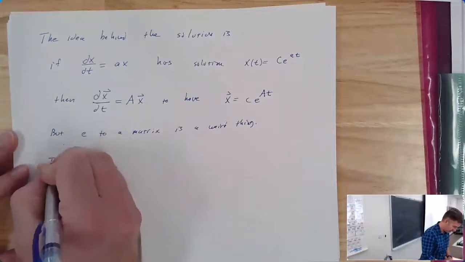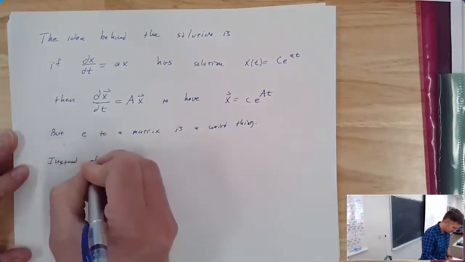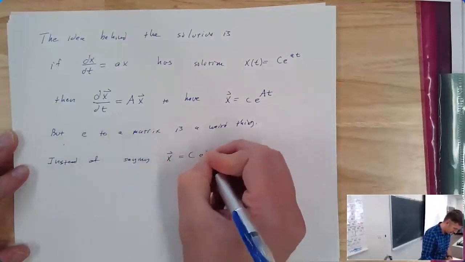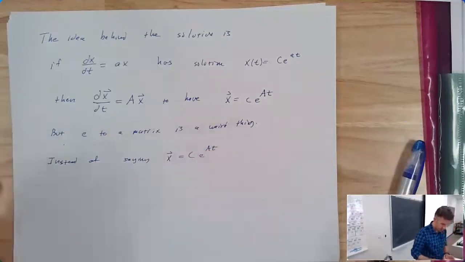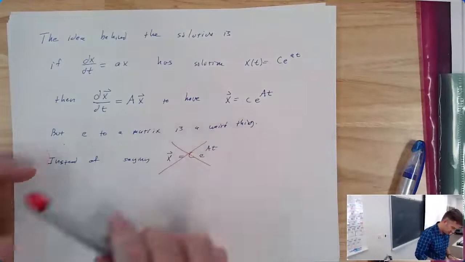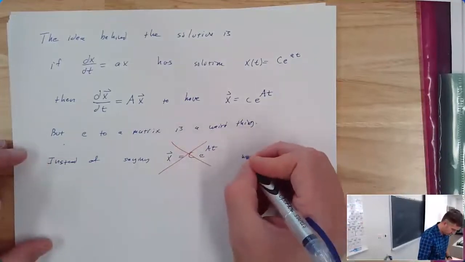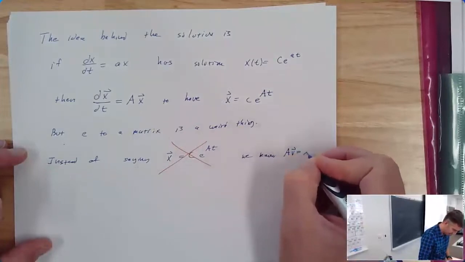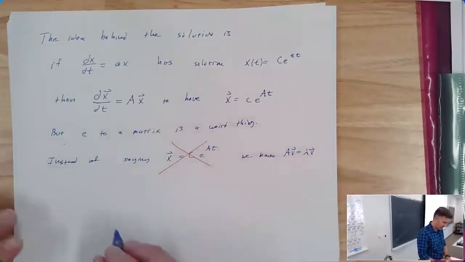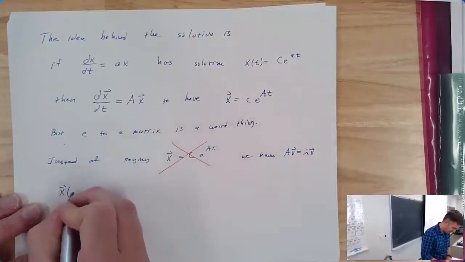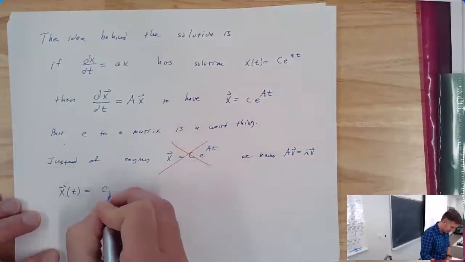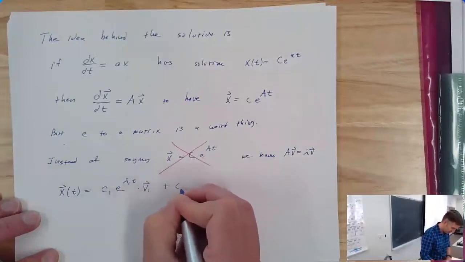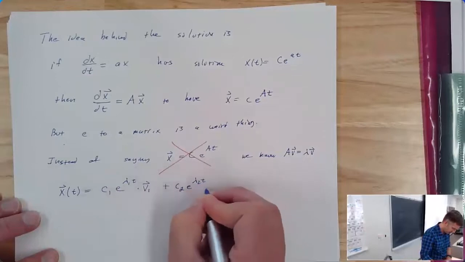So instead of saying our solution is x equal to c times e to the At, that's not the way to go. Instead, we're going to use the fact that A times an eigenvector is equal to lambda times an eigenvector. So we're going to reimagine our solution as x equal to c1 e to the lambda 1 t times the first eigenvector plus c2 e to the lambda 2 t times the second eigenvector.